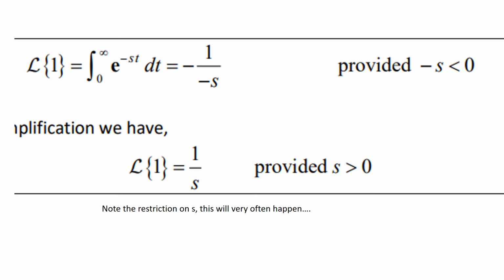Well, we put the function 1 there, but this is the integral we really computed before, except we had a c there instead of a minus s. So this is going to be minus 1 over a negative s, and this is provided that negative s is less than 0. Now, minus times a minus is a plus, and so we get that the Laplace transform of 1 is 1 over s, provided that if minus s is less than 0, s is bigger than 0. Notice the restriction on s. Like we've said a few times, this will often happen.